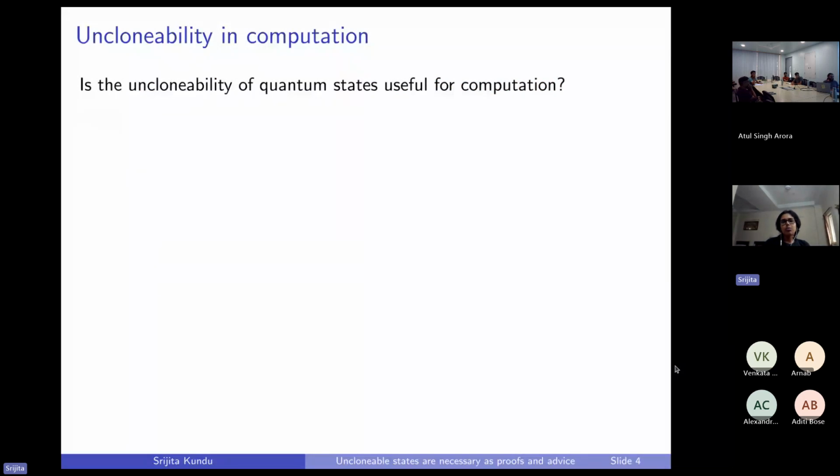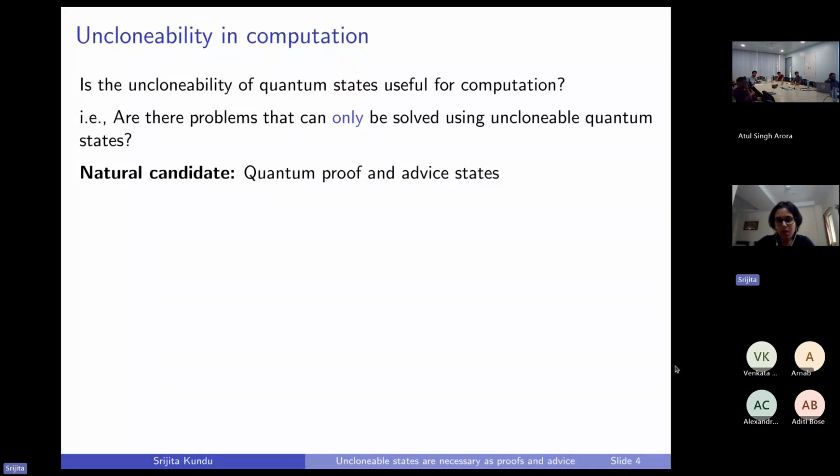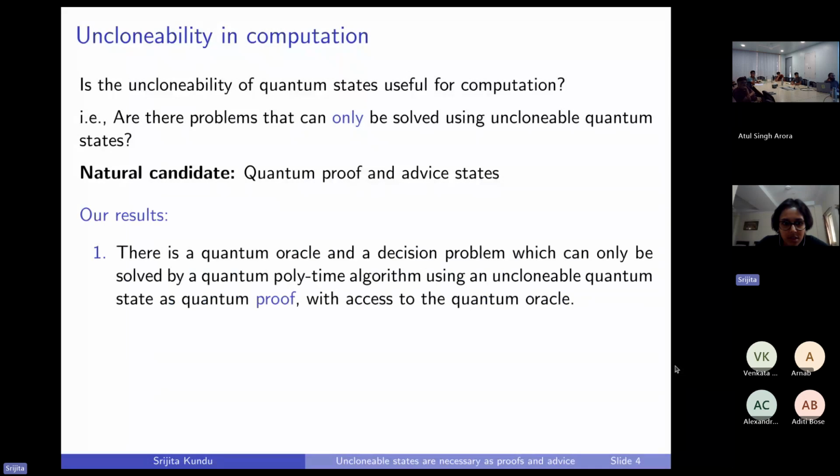So the question we ask in this paper is: we've seen that the unclonable property of quantum states is useful in cryptography, so is this unclonability property also useful for computation? What I mean by that is, are there problems that can only be solved using unclonable quantum states? A natural way to ask this question is with quantum proof and advice states, because those are things that are given to us externally in computation, rather than asking whether an unclonable quantum state arises in the middle of a quantum circuit.